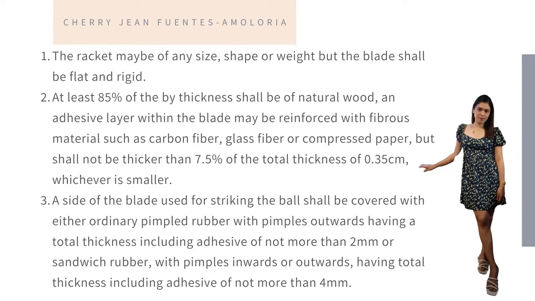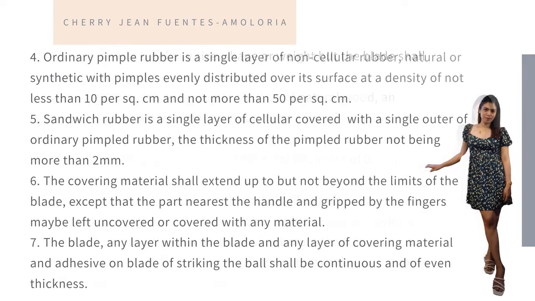A side of the blade used for striking the ball shall be covered with either ordinary pimpled rubber, with the pimples outward, having a total thickness, including adhesive, of not more than 2 mm, or sandwich rubber, with pimples inward or outward, having a total thickness, including adhesive, of not more than 4 mm.